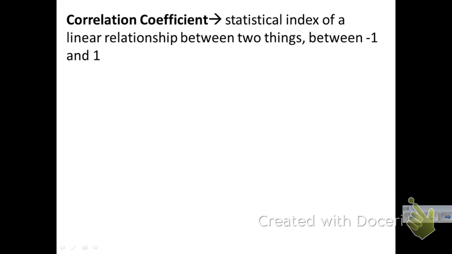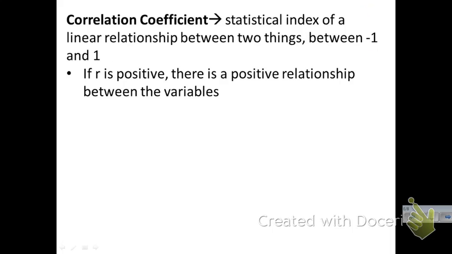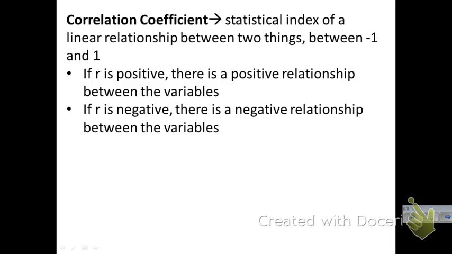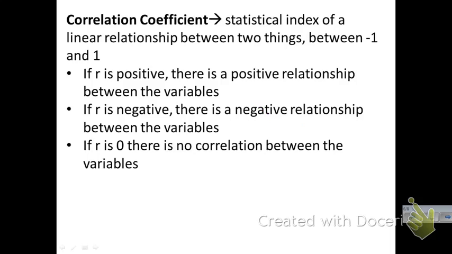Okay, a correlation coefficient. This is just a statistical index of a linear relationship between two things. So basically what that means is that this is just a number that we're going to get, and it will fall between -1 and 1, and there's some information that we will learn about that. The first thing is if r is positive, then that means that there is a positive relationship between our variables. Okay, and so if r is negative, there's a negative relationship, and we'll be able to see that just by looking at our graph.